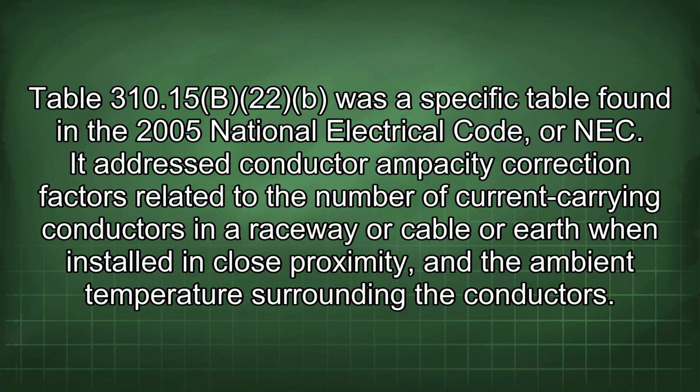Table 310.15(B)(2)(a) was a specific table found in the 2005 National Electrical Code, or NEC. It addressed conductor ampacity correction factors related to the number of current carrying conductors in a raceway or cable or earth when installed in close proximity, and the ambient temperature surrounding the conductors.